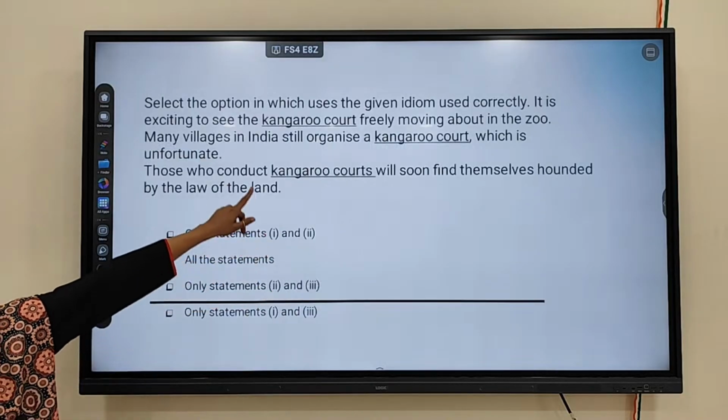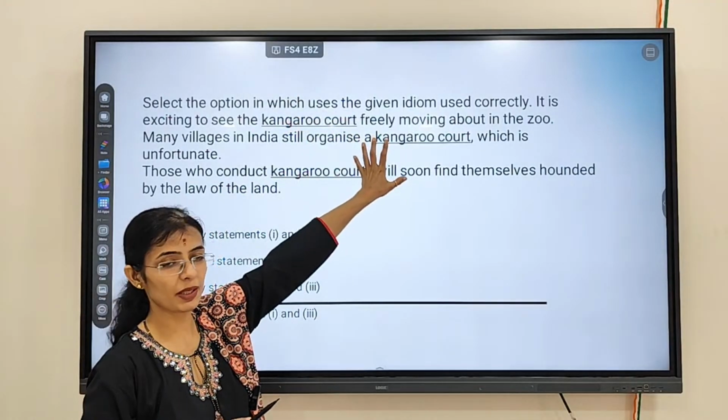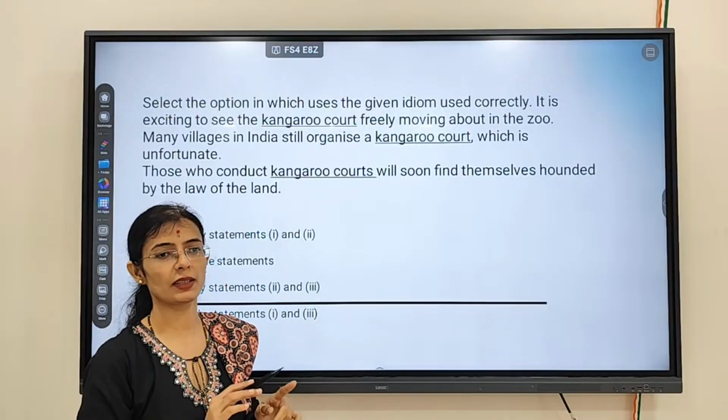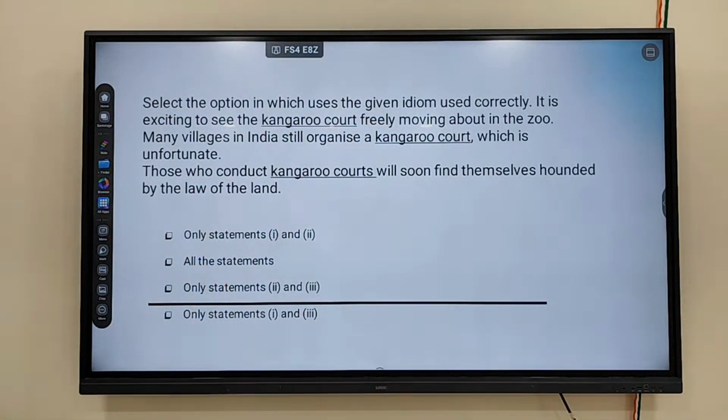We got how we should find the meaning of the word or meaning of the idiom, then replace it or just think about the meaning in the sentence. And then please note down this idiom, kangaroo court. Sounds different, right? When you think of kangaroo court, it's like a group of kangaroos and they're kept somewhere, right? But it's not exactly that.